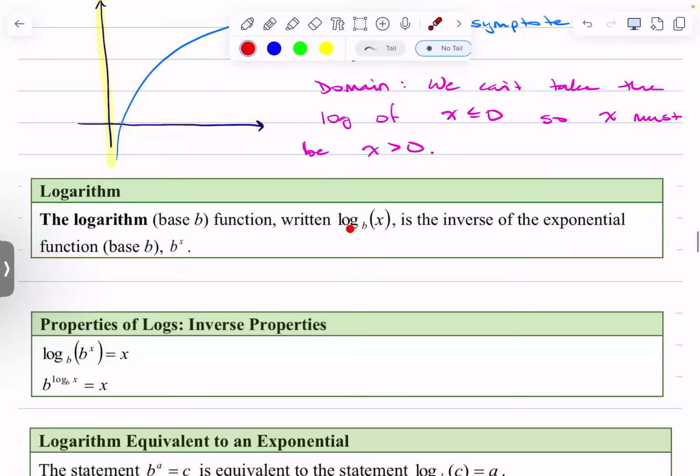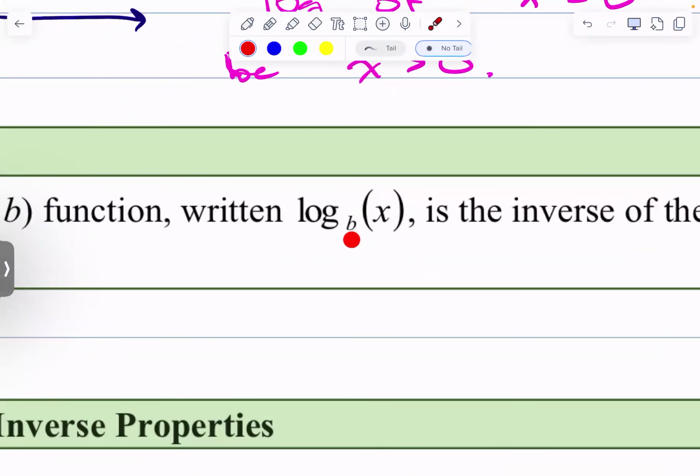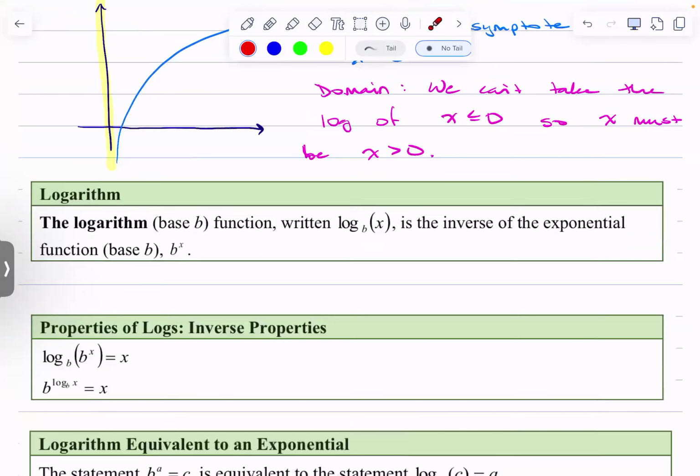Okay, so a logarithm, base b. We can have any base for our log. We can write it as log base b, with the little subscript, of x, which is the inverse of the exponential function base b, which is b to the power of x.